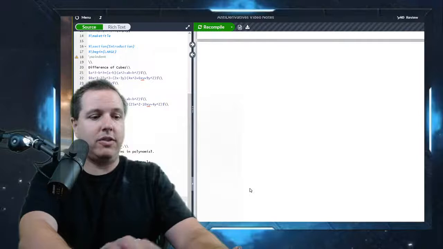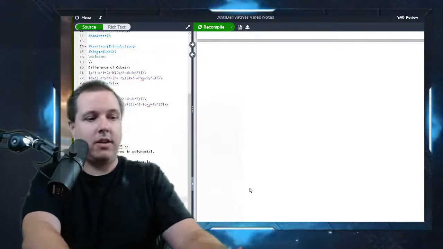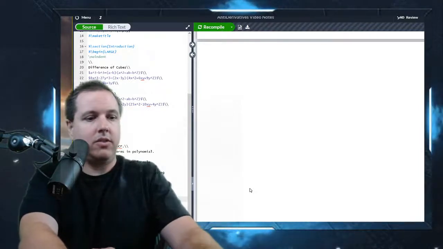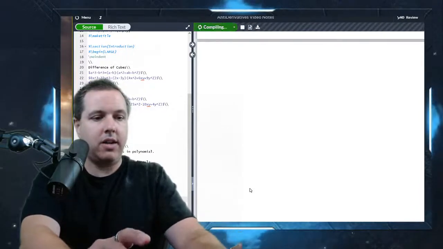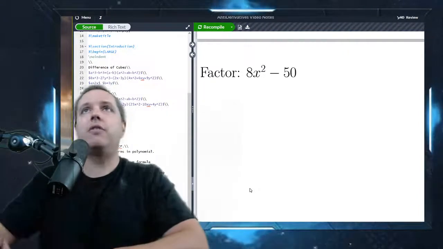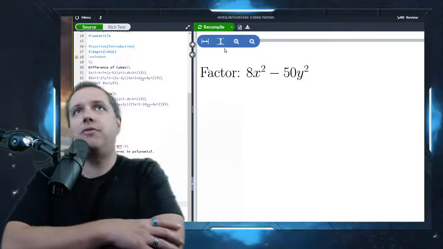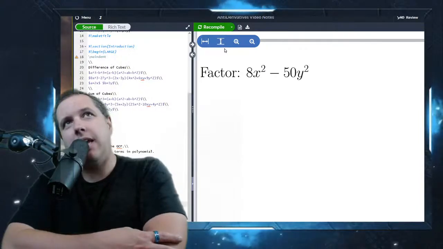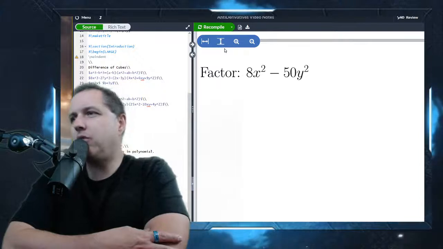So let's say you see a problem. It says factor, let's see, 8x squared minus 50y squared. All right, you're supposed to factor this as soon as it compiles. There we go. 8x squared minus 50y squared. And you're like, oh, that looks like it's going to be difference of squares. But wait a minute. 8 is not a perfect square, and 50 is not a perfect square. So what am I supposed to do here?